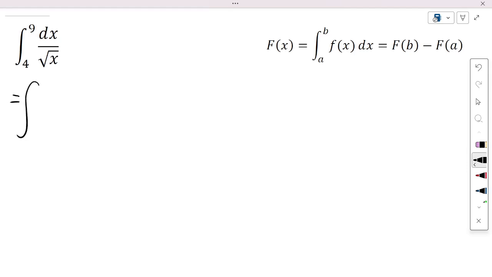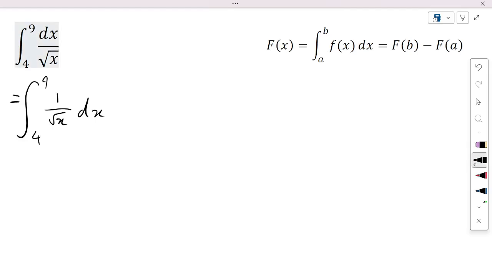So we can break it down like this. It's going to be the integral where the upper limit is 9 and the lower limit is 4, and then we're going to have 1 over root x with respect to dx, because we're taking the dx down. Okay, now it looks like a proper integral.